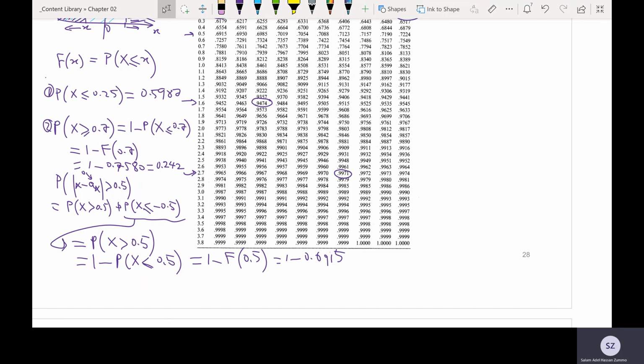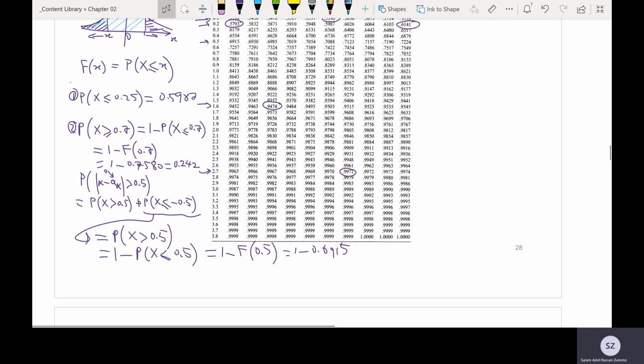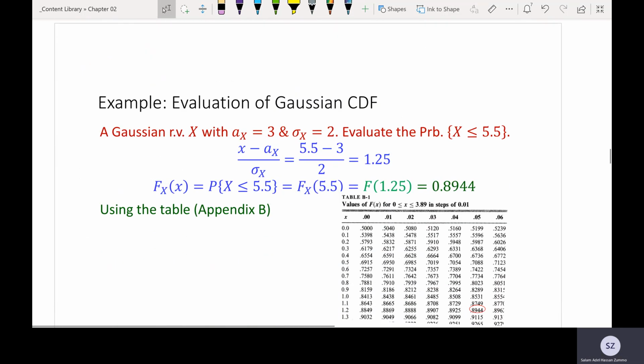Why did we stop at 3.89? Take values after 3.8: 3.87, 3.88, 3.89. What do you get? 1. So خلاص, you reach 1. That's it. So there's no point to go. If you go to 3.9, 3.4, what will it become? 1. So there's no need to extend the table more. Great. Right.